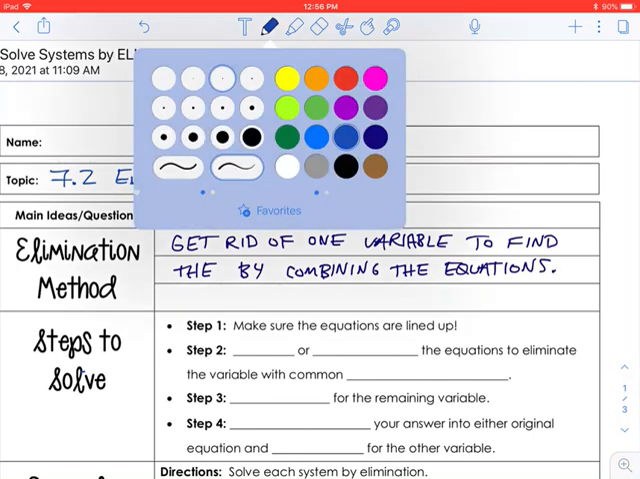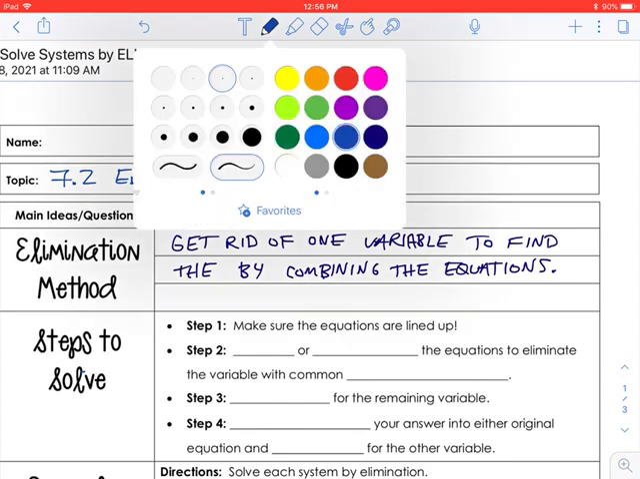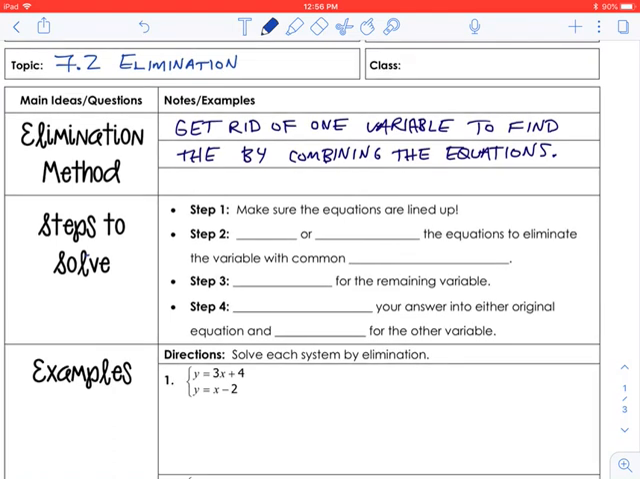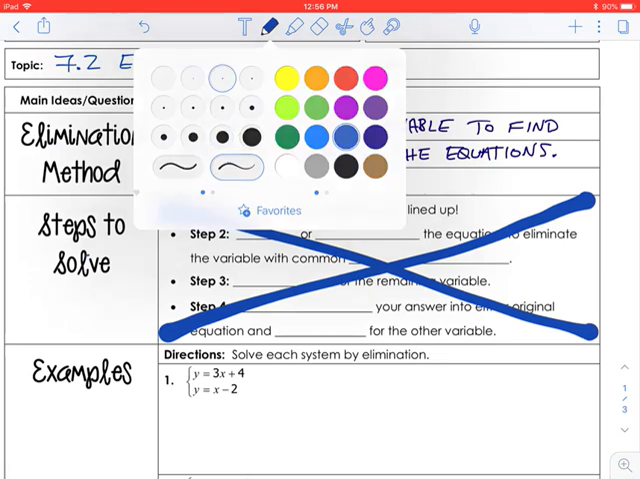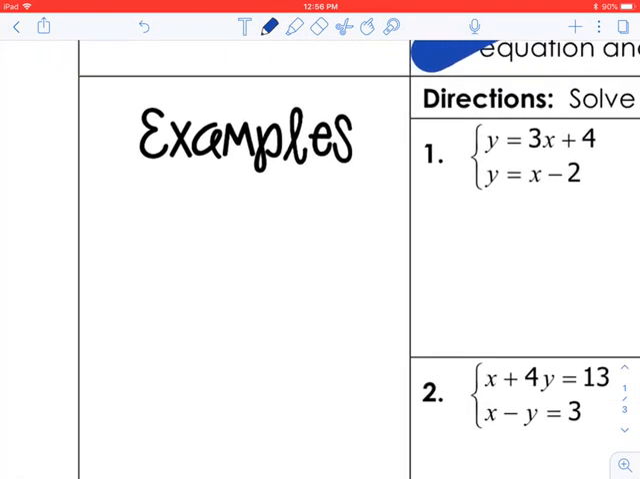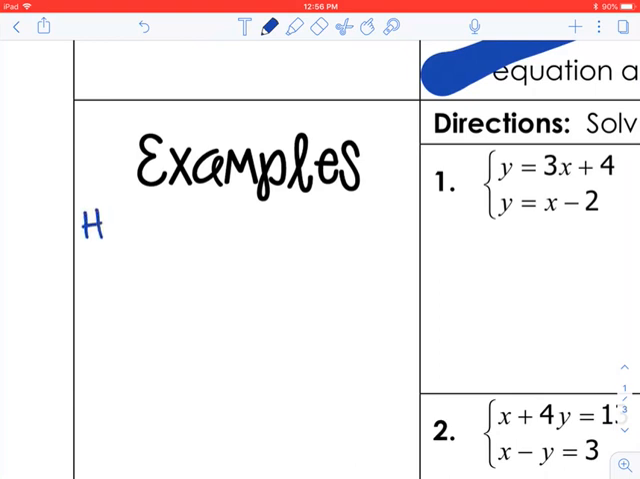But we've got some steps here, and I'm going to teach it a different way from what they have on here. So you can go ahead and cross this out, and we're going to write our own little notes here under the word examples. Okay, so let's just say this is the steps to elimination.